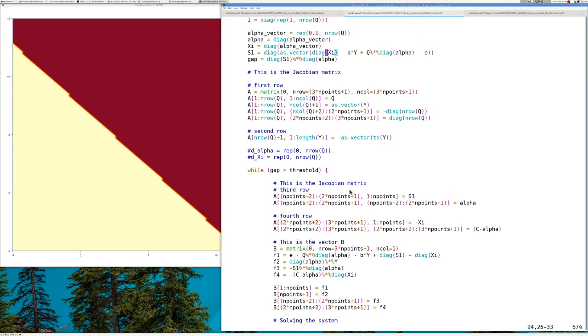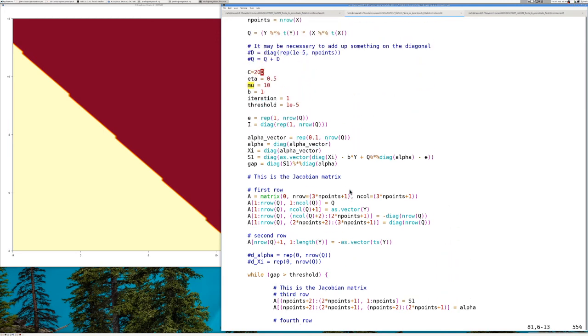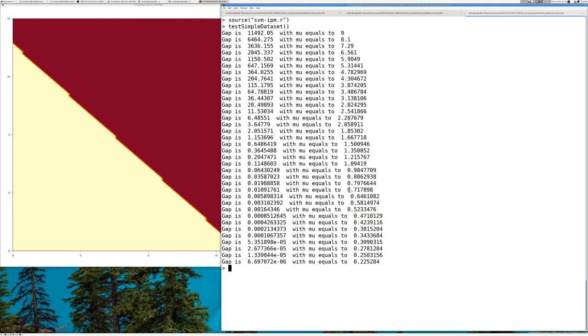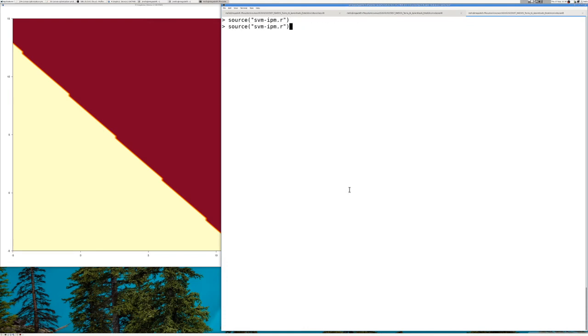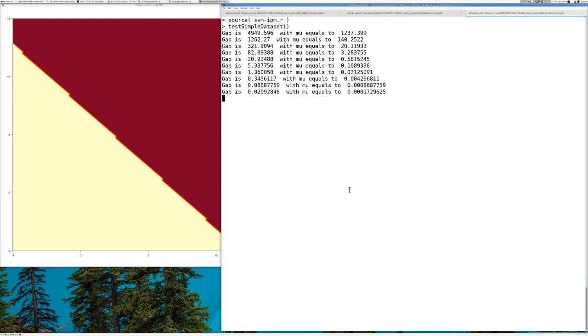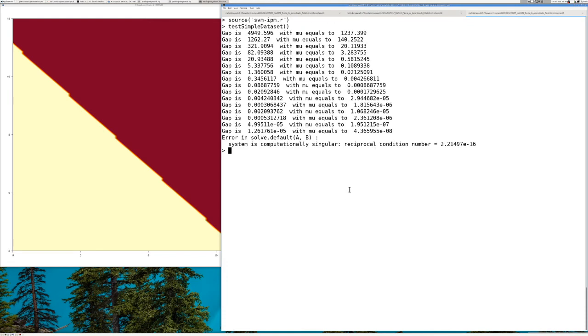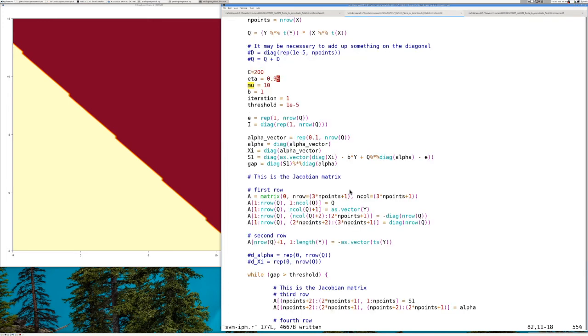Here I started with my C equal to 200, which is a very large value. Here I could go with eta 0.99 just to make it faster. Yeah, let's see how it's going to perform now. See the result like this now. It couldn't resolve. Sometimes this happens because this solver is not the best. We're going to use a much better solver in the next video.